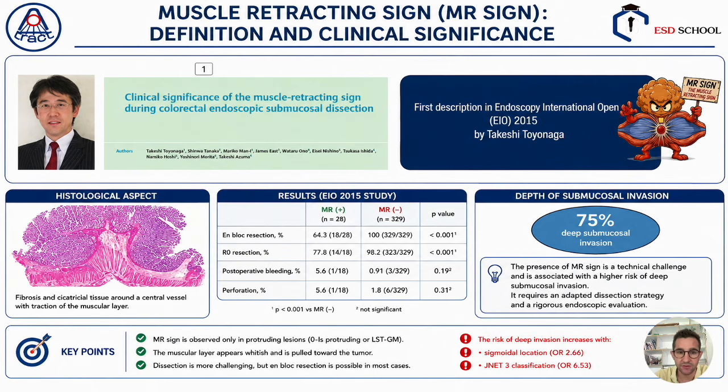In this study, the depth of invasion was more than 75% over the usual threshold of 1,000 microns. So we have deep invasive cancer in 75% of the cases in this first report, this first article talking about this muscle retracting sign.